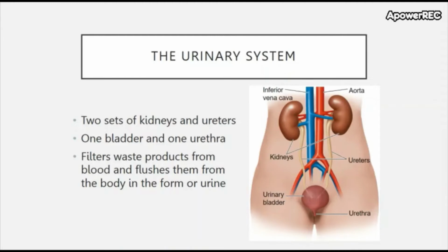In the urinary system, the urethra connects to the bladder. If we follow the bladder up, there are two ureters that lead to two kidneys. The kidney's job is to filter waste products from the blood and flush them in the form of urine to the bladder.